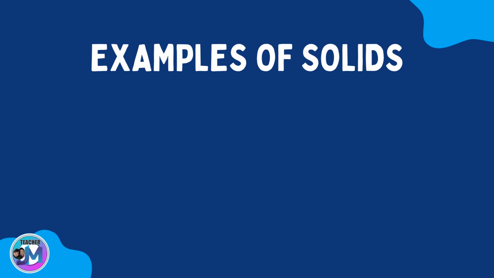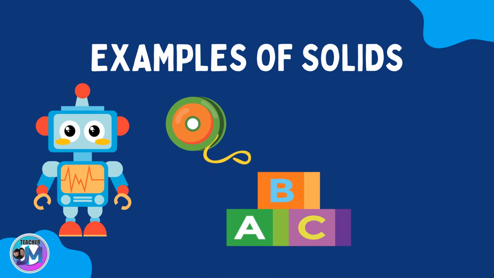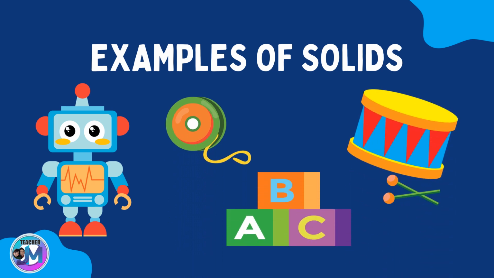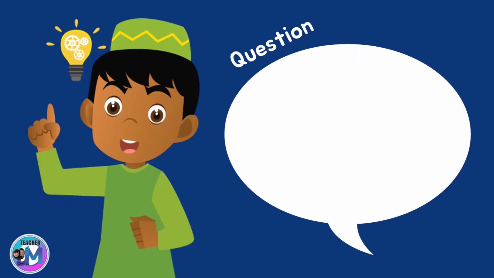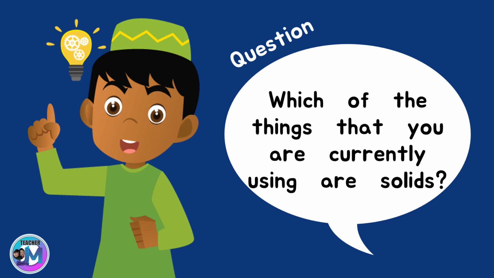Now let's look at examples of solids. A toy robot, a yo-yo, blocks, and a drum. And there are many more examples of solids. Now let's answer this question. Which of the things that you are currently using are solids? Let me hear some. Wow, that's great!